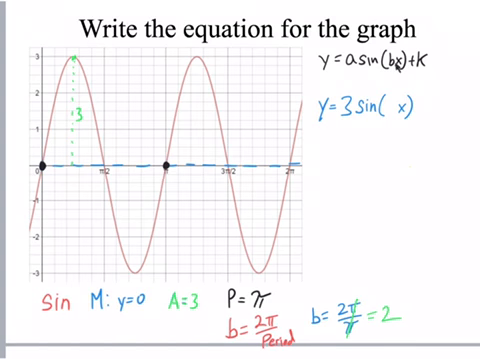And we're looking for b. So we're looking for the 2 here. So what goes here is the 2. And then our midline is our last piece, our k, and our midline is 0. Do I have to put plus 0? Nah, you could if you want. It's not wrong, it just doesn't need to be there. That right there is the equation for this sine graph.